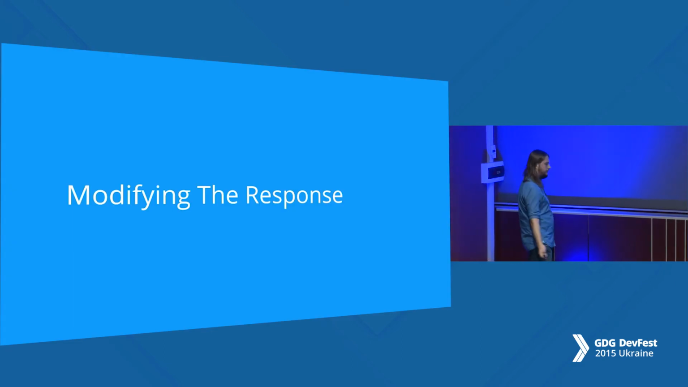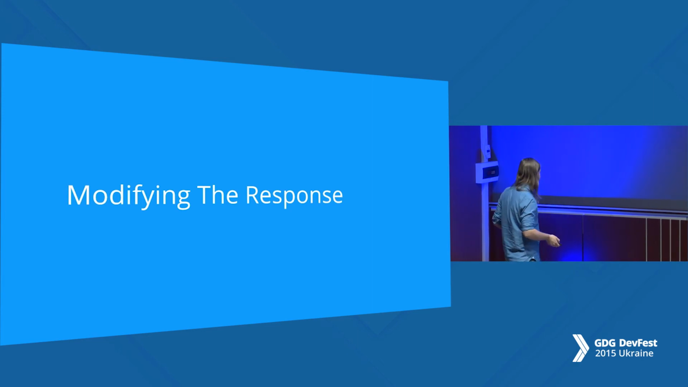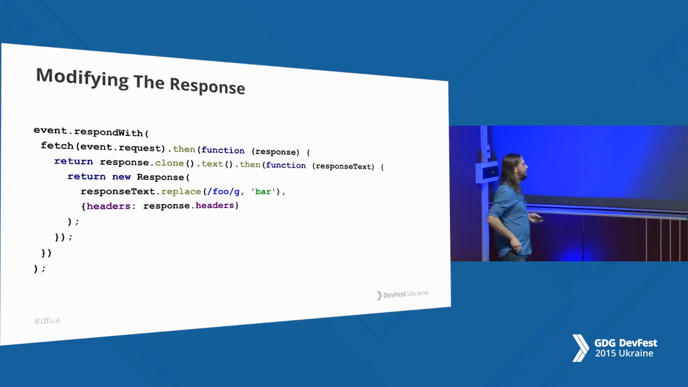Well, after you already know some caching strategies, you probably will need to modify responses. And let's look at how we can do it with a service worker. So I first do this event respondWith that we already know. Then I do our fetch and get the response. I clone it, because I will probably need to reuse it, and I get text from it.